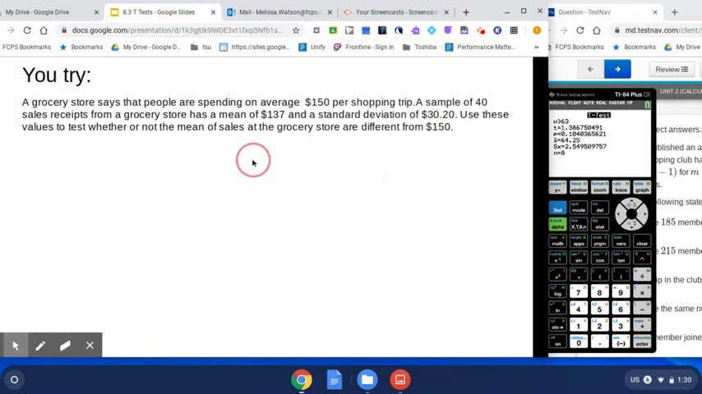Okay, this next example, you guys, is the U-try. So take a look at this example, pause the video, and then unpause the video to see the answer to this prompt.